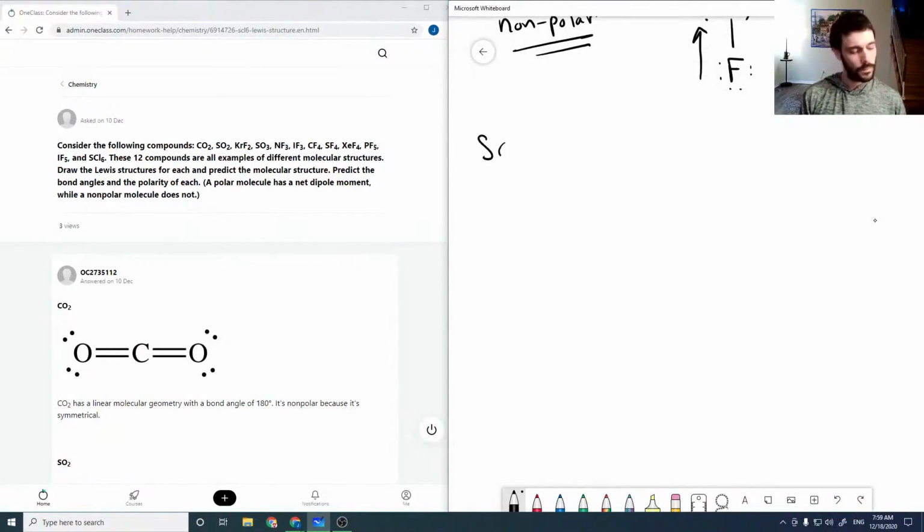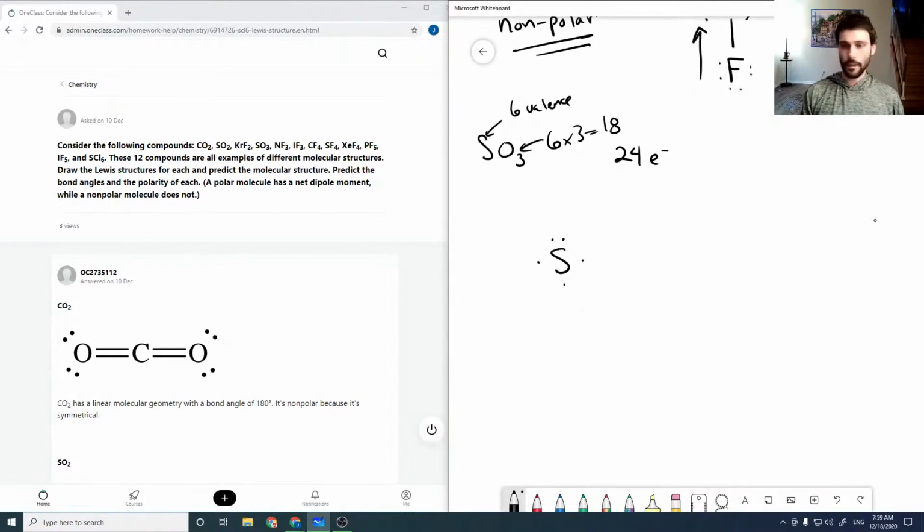SO3. So we have 6 valence from our sulfur, and 6 times 3 equals 18 from our oxygens, so 24 total. We're going to need to have 3 bonding partners here. So our sulfur is going to need to have 3 electrons available.